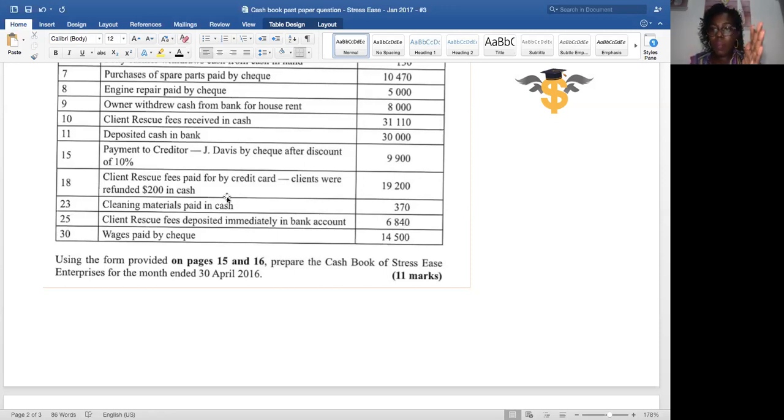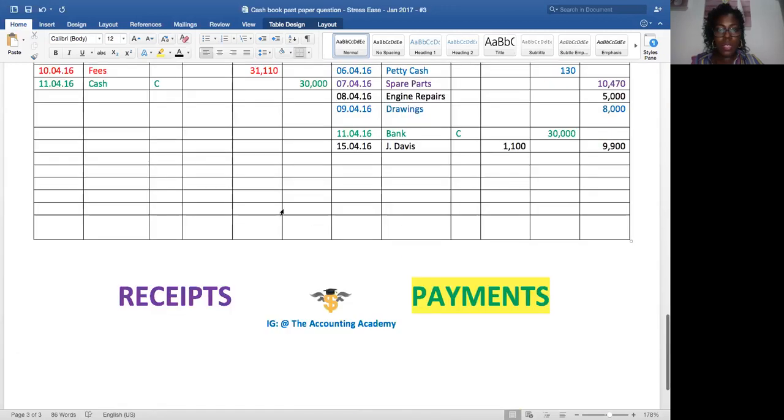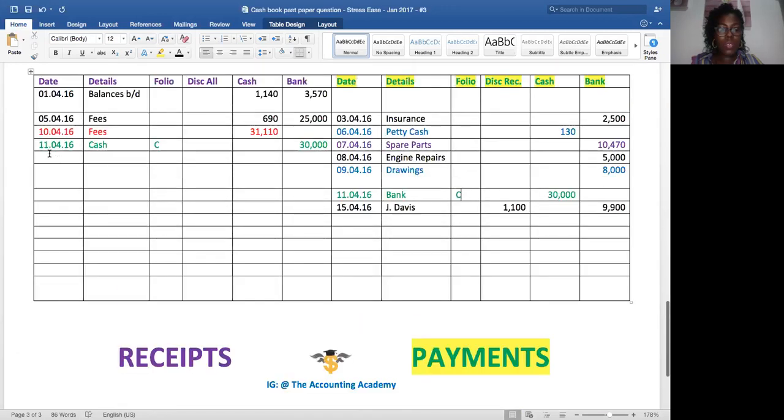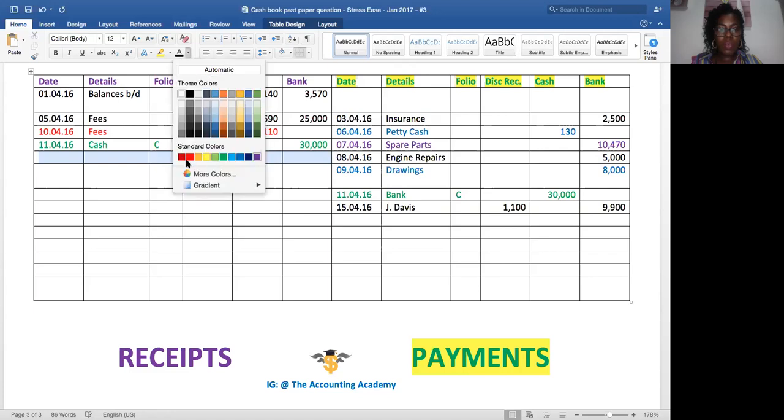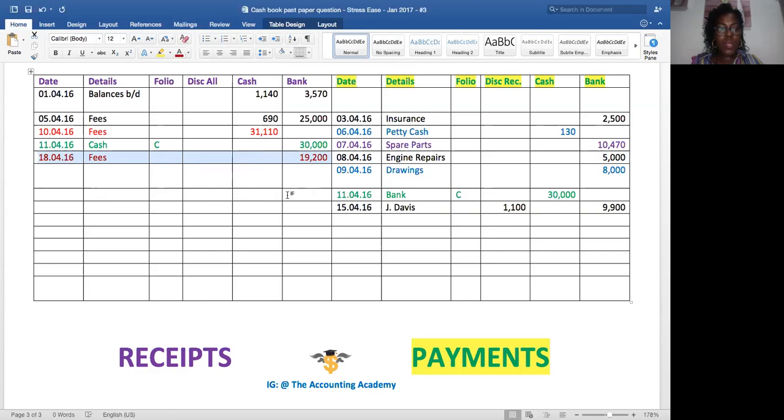So we are receiving money and we're also paying out money. We're paying out the $200 refund. So that has to be a credit entry. The entire $19,200 though must be recorded first. So let's go record that, the $19,200. Let me put that in a nice color for you all. So much for nice color. All right, so 19,200. That is the fees that we collected on the 18th.